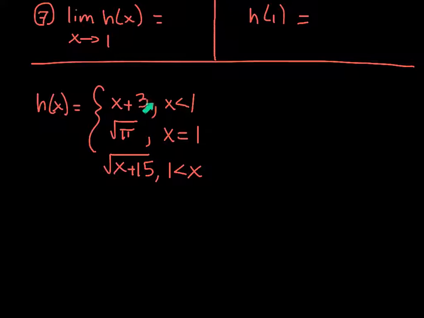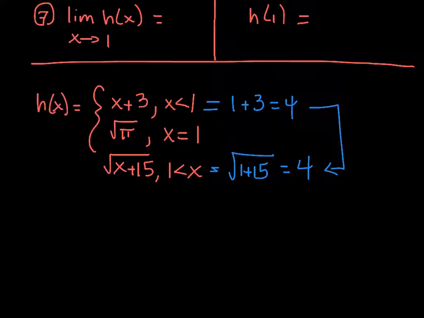So this would be the limit coming from the left because these values are less than 1. And this is going to be the limit coming from the right because these values are greater than 1. All right, so in that case, all we're going to do is what we did in the last one. We're going to plug in 1 up here, so we're going to get 1 plus 3, which is 4. And then we're going to plug in 1 down here, and we're going to get 1 plus 15 underneath that square root. And again, that's also 4. So since these match up, the limit of h of x as x approaches 1 is 4.